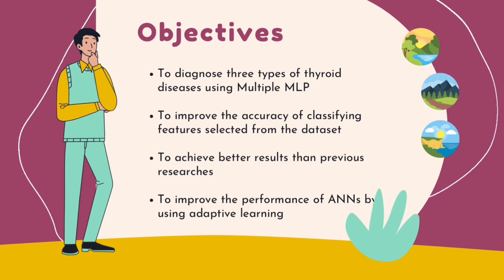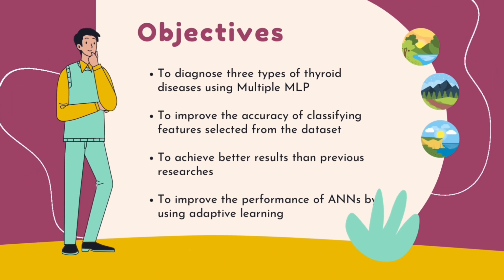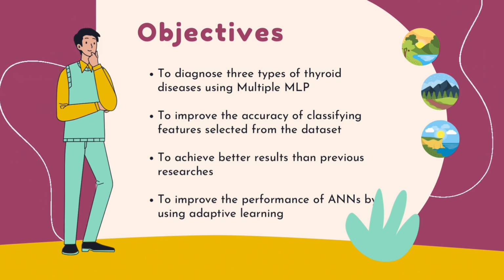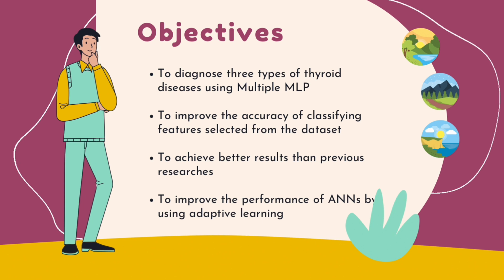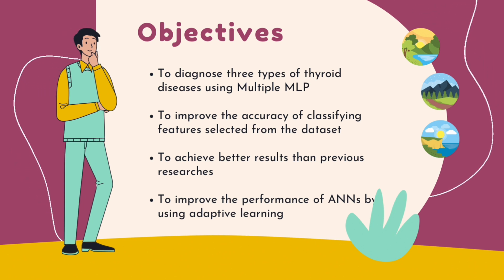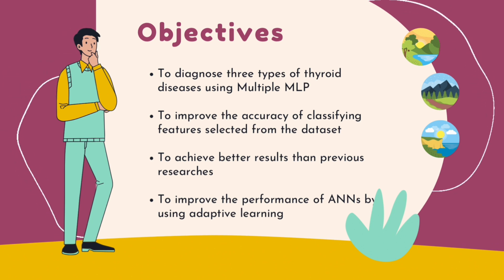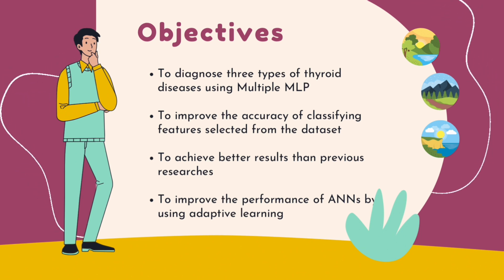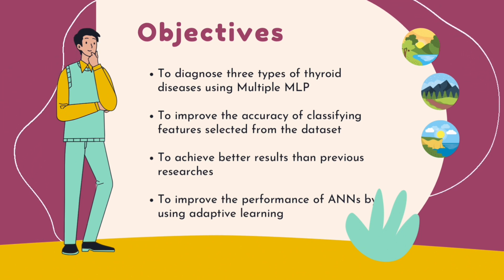This is the objective in this study. First, to diagnose three types of thyroid disease using multiple MLP. Secondly, to improve the accuracy of classifying features selected from the dataset. Next, to achieve better results than previous research. And lastly, to improve the performance of ANN by using adaptive learning.